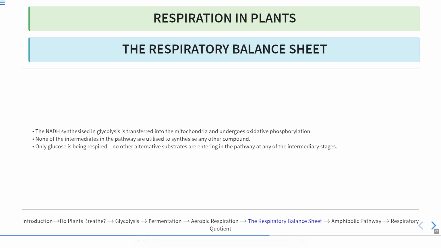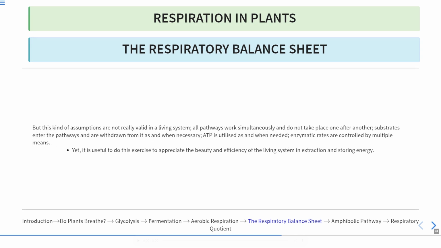Only one glucose is being respired, and no alternative substrates are entering the pathway at any of the intermediary stages. But this kind of assumption is not really valid in a living system. It is not how the stepwise reactions that we have seen occur in the living system. All the pathways work simultaneously and do not take place one after the other. So there are so many reactions taking place inside the cell.